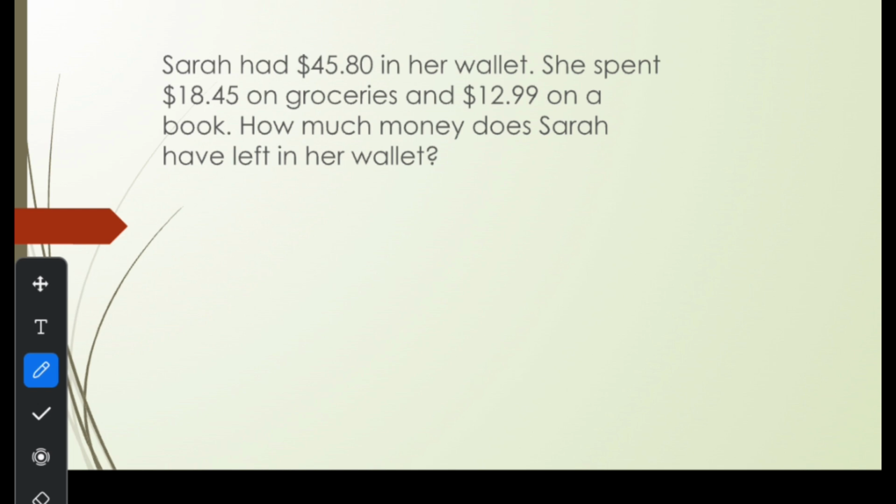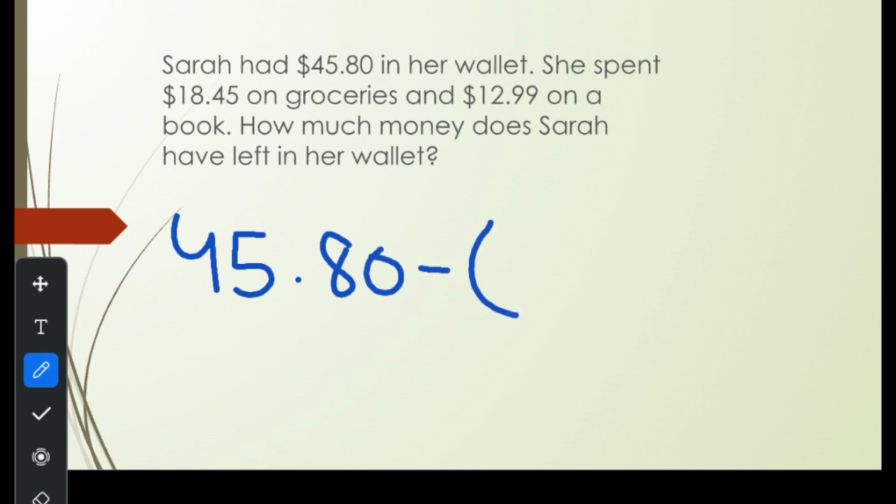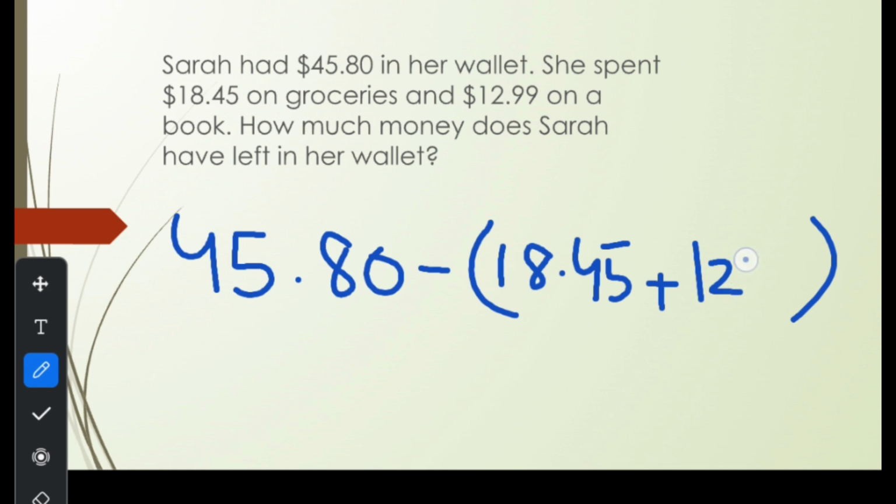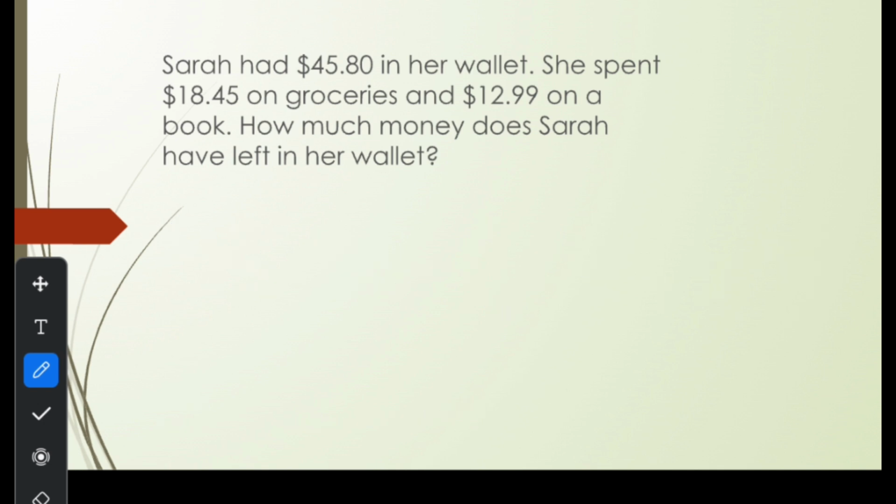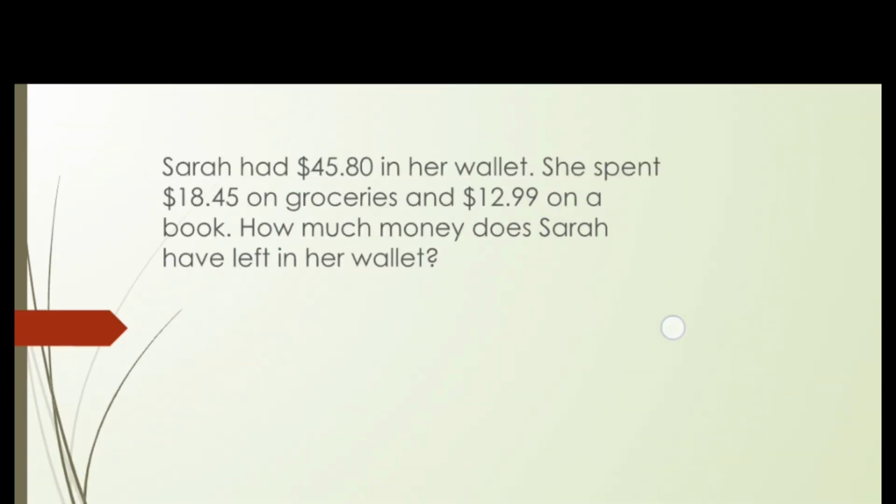So in this question, you need to find the amount Sarah had left, because Sarah had already spent two parts of the amount. So you need to add the two parts of the amount and then you would subtract the sum of it from the total amount. This is how you would get the answer. Let's see the next question.